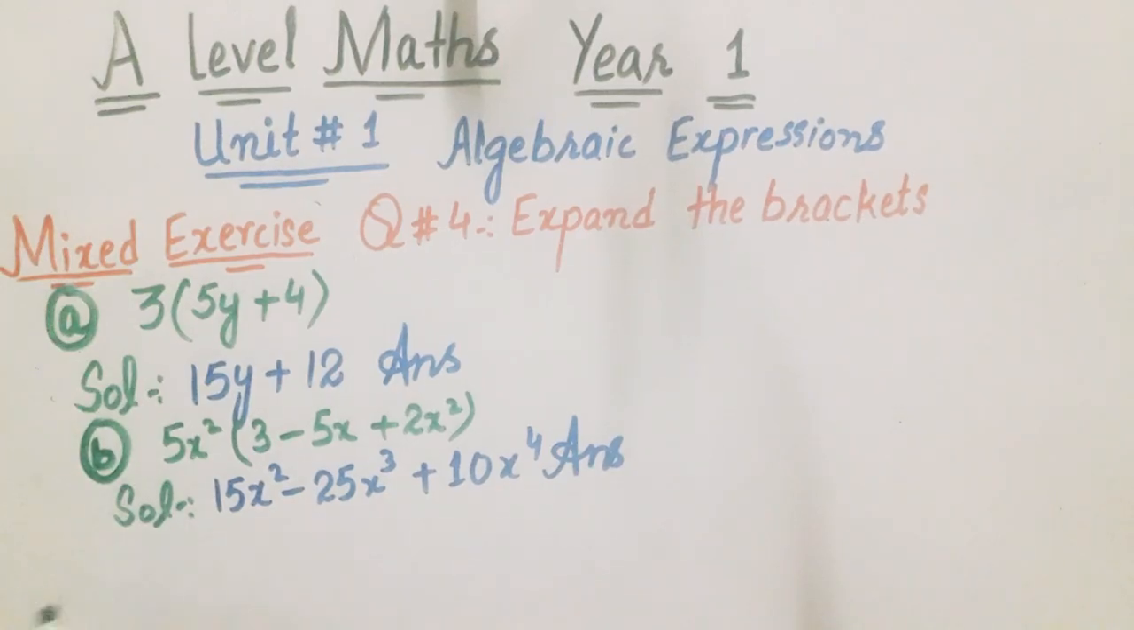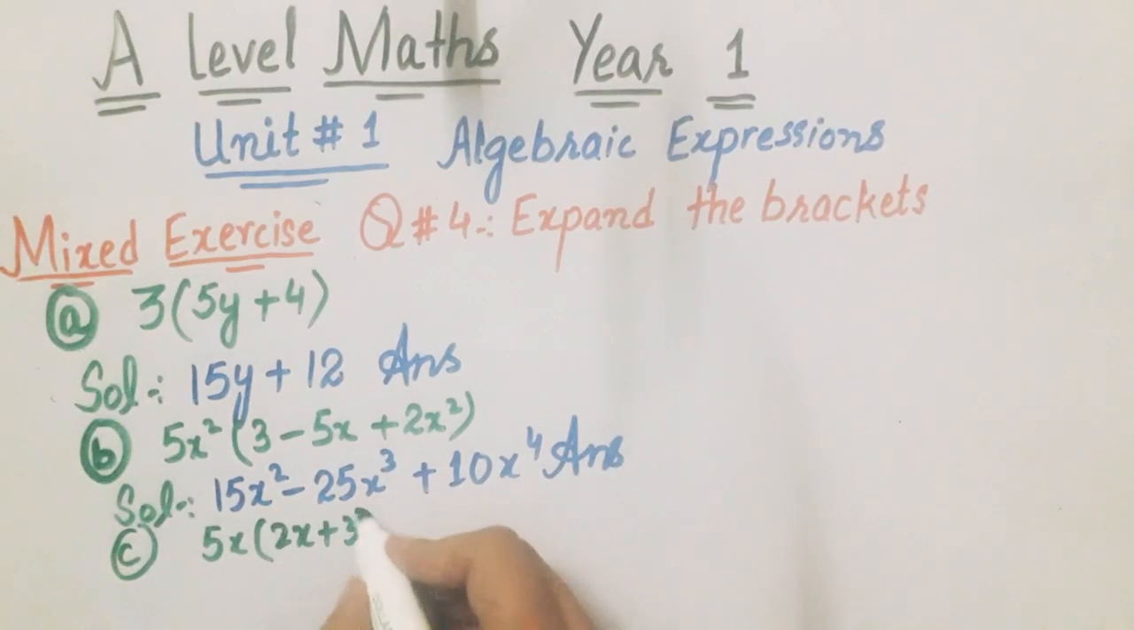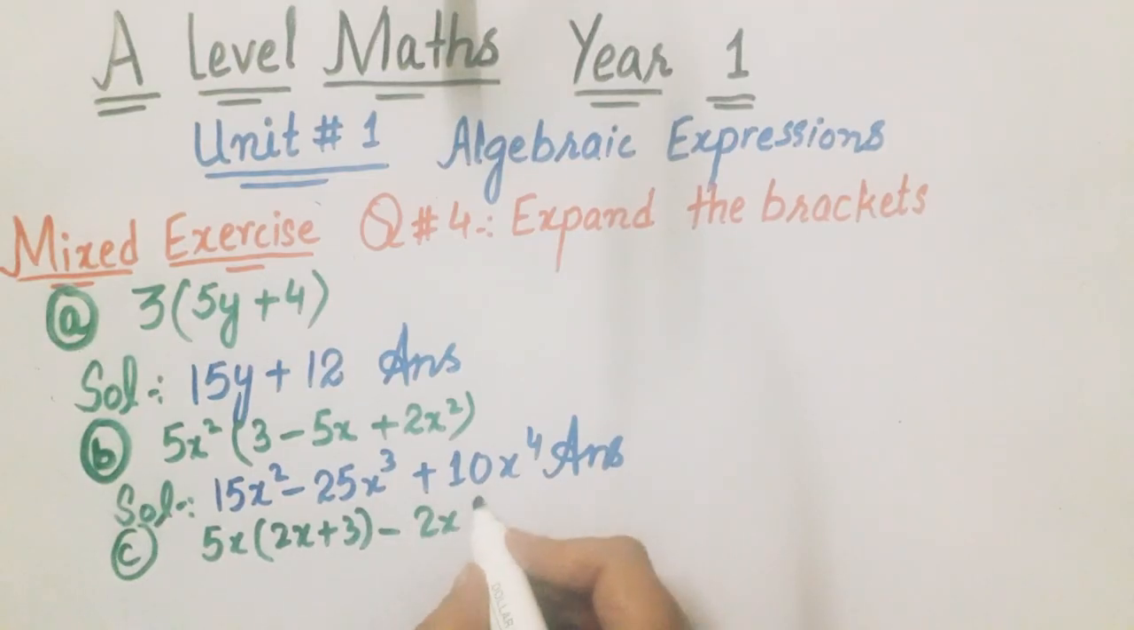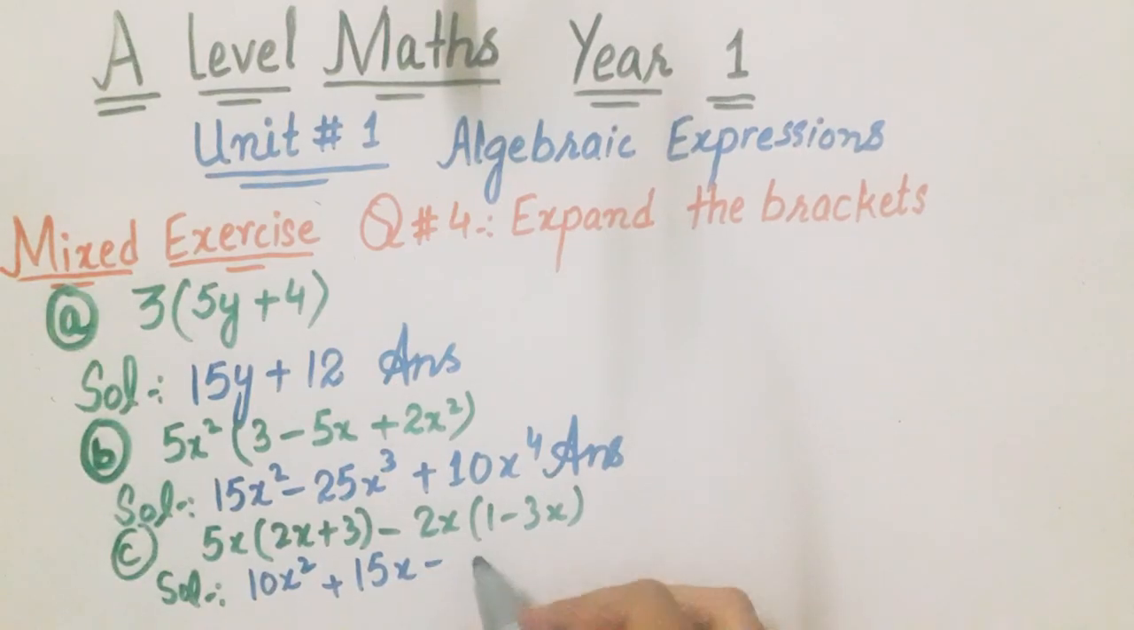Now we will solve the C part, that is 5x into 2x plus 3 minus 2x into 1 minus 3x. So solve this. 5 into 2 is 10, so this is 10x square. 5x plus 3 multiplied by 3 is 15x, minus 2x into 1 is 2x, minus minus plus 2x into 2x is 6x square.